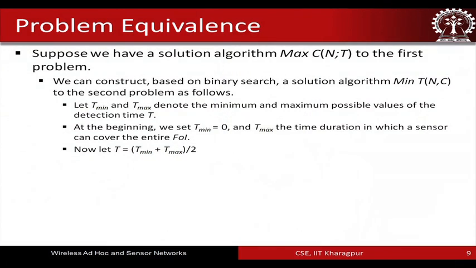So, let T min and T max denote the minimum and maximum possible values of the detection time T. At the beginning we set T min equal to 0 and T max to the time duration in which a sensor can cover the entire field of interest. So, we have the median, denoted as capital T. Now, T equals (T min plus T max) by 2. So, that means you have truncated the search space to half of the previous one.